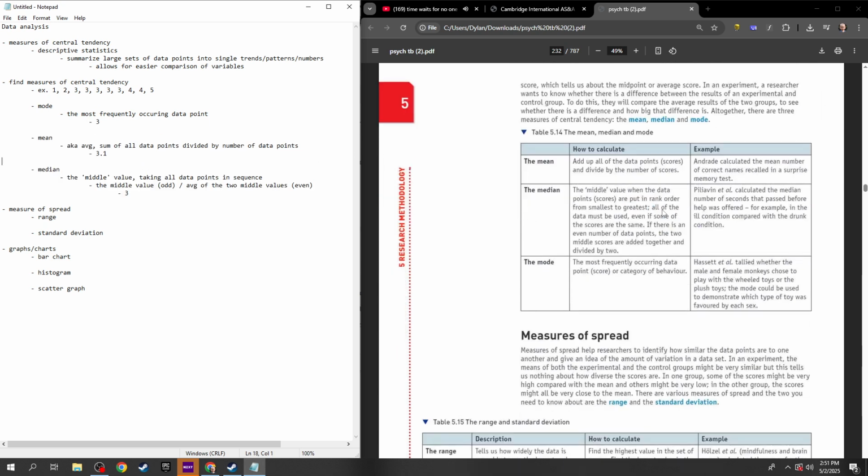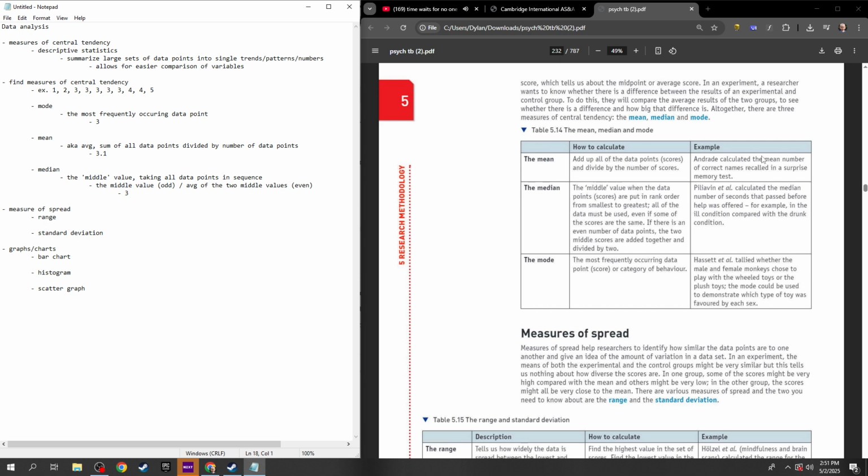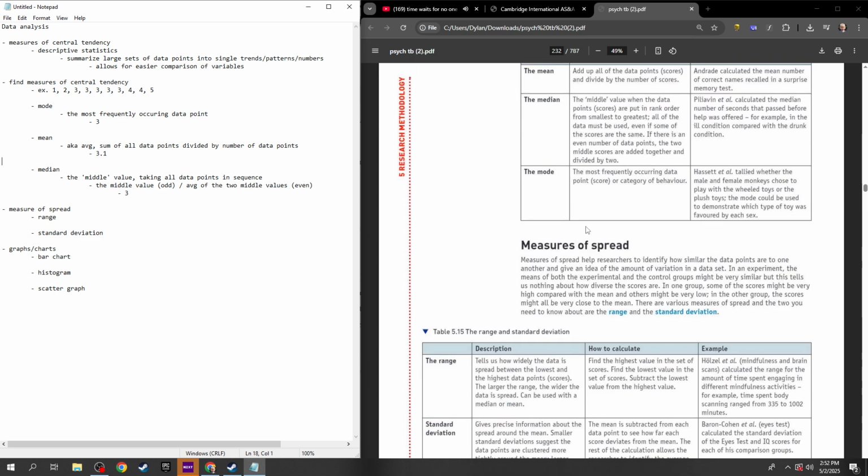So let's go over, we can look at the examples as well, if you learned about all the studies already. So Andrade and Doodling calculated the mean number of correct names recalled in a surprise memory test. So that's the mean, right, the average. Pilyevin et al. calculated the median number of seconds that passed before help was offered. And the mode: Hassett et al. tallied whether the male and female monkeys chose to play with the wheeled toys or the plush toys. The mode could be used to demonstrate which type of toy was favored by each sex.